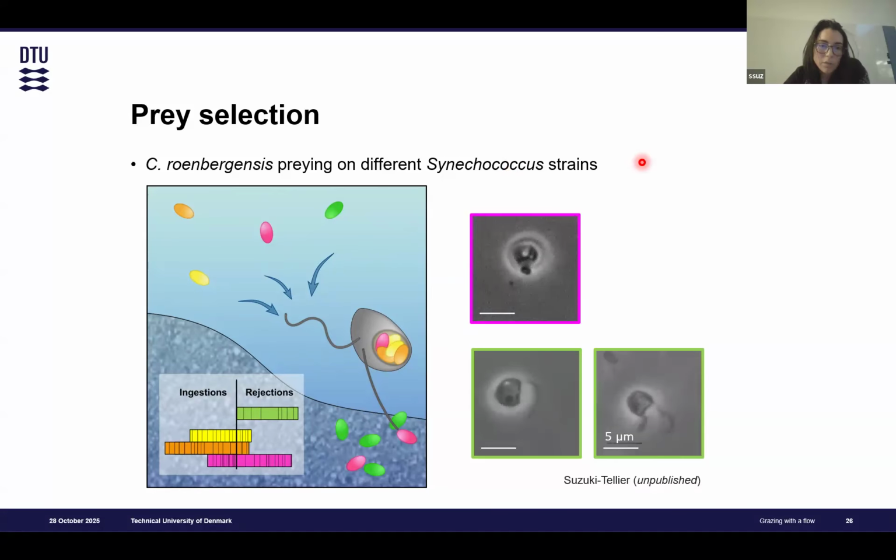probably chemical cues, but there was a clear rejection of strains that we colored as green, well, they were green pigmented, and pink was also quite often rejected, but the other strains were ingested in their majority. So this is another aspect of the feeding of phagotrophic flagellates that has been very lightly studied. And yeah, more to be known.